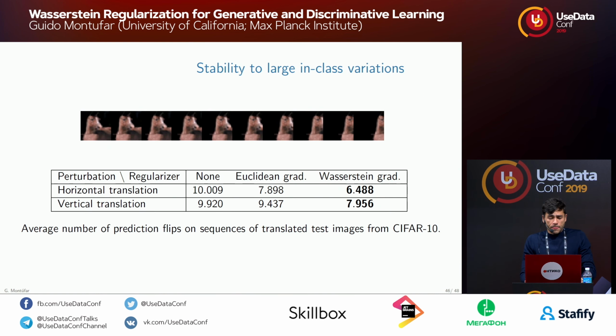We also are able to obtain models that are more stable to large in-class variations of the data. So for example, image translations, as I was mentioning, maybe you have your classifier and it is supposed to say that this is a horse, but as you start shifting the image, maybe the classifier starts thinking that it is a bicycle or a car. So what we evaluate here is how many label flips happen as you translate the image. And we see that with the proposed regularizer, the number of label flips on average is smaller than what you would get with the standard regularizer or with no regularizer. So here we're able to improve the values by more than 10%.